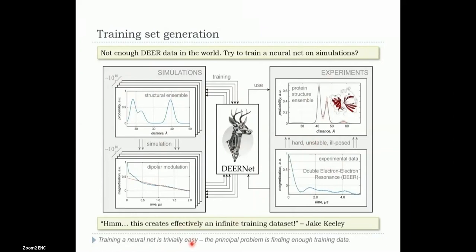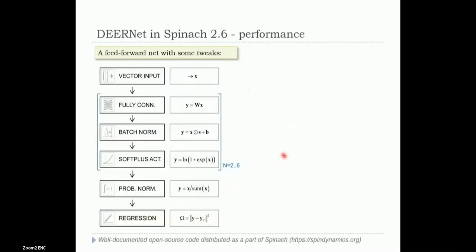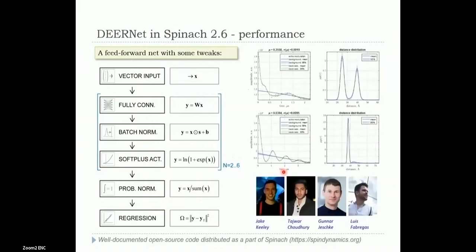So actually training a neural net is trivially easy. It's just a glorified least squares. The principal challenge is finding enough training data. And of course, if you generate it by simulation, you effectively have an infinite training database. And that is really quite cool. The network itself is quite simple. Vector input times a matrix. Batch norm is just a statistical trick to accelerate convergence. Through a function, again, times a matrix, through a function, times a matrix. Through a function, a vector comes out. You normalize it because the output has the meaning of a probability density, and it works. I won't bore you with the details of how it works, but it works super well.